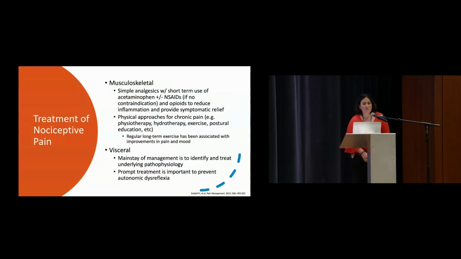For treatment of nociceptive pain, I'm not going to focus on this today, but I wanted to at least mention that for musculoskeletal pain, using simple analgesics is effective. Tylenol is first line. Short-term use of NSAIDs, not so much in the acute setting, but in the rehabilitation, chronic phase, usually works well for these patients. And then oftentimes considering opioids as a last line option.